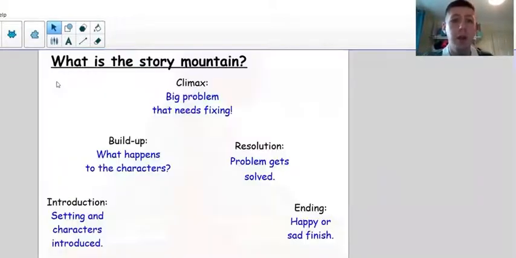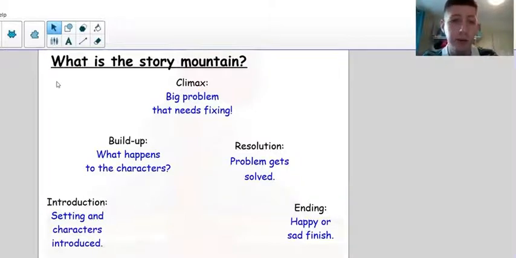So, thinking about the story mountain, there are 5 parts of the story mountain. We looked at this back in the autumn term when we looked at the story of the sheep pig. And the story parts are the introduction, which is where the setting and the characters are introduced in the story. We've got the build up, which is what happens to the characters. We've got the climax, which is where there is some sort of problem, something goes wrong that needs fixing. Then the climax might last a while, and then you've got the resolution, which is where the problem eventually gets solved. So there's a resolution, it's resolved. And then the ending tells you whether it's a happy or a sad finish at the end of the story.